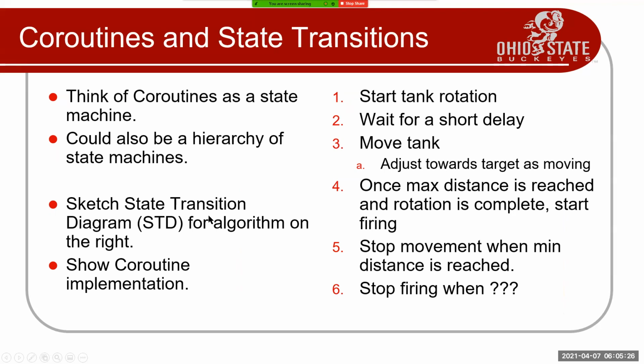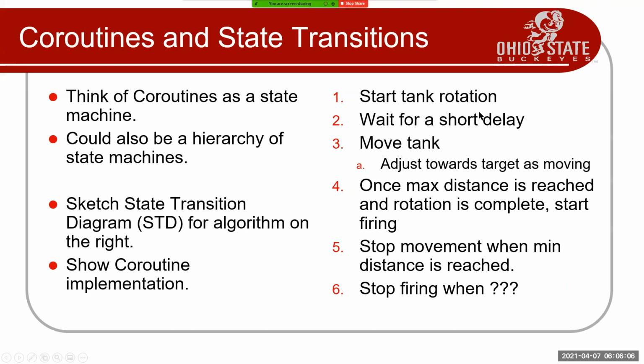And so, if you want to sketch your state transition diagram for an algorithm here on the right, I've had this as a little exercise that you can work on. So this one, I'm going to slightly change. I'm going to say I'm going to have 2 distances. So I'm going to have my maximum distance I can start firing. Once that's there and my rotation is complete, I'm going to start firing. The other thing here is I'm just going to start my rotation.